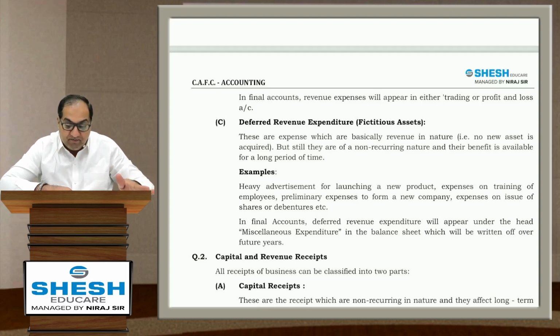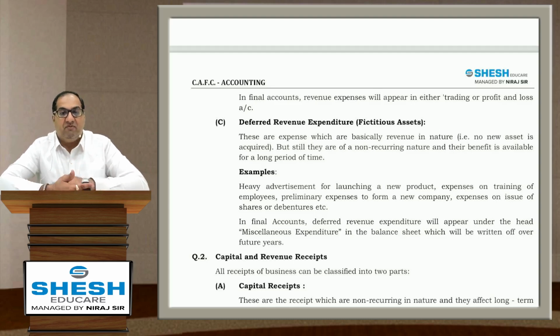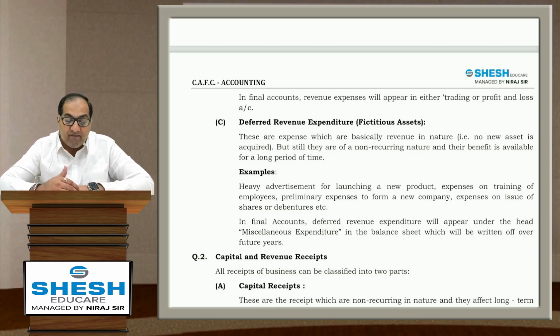Deferred revenue expenditure. Examples: your heavy advertisement for launching a new product, expense or training of employees, which will last long for 4 or 5 years. Not regular normal training. This is extraordinary training. Let us say you have changed your system, you are going from A system to B system, and that will now go on for next 50 years or so. So you need to get your employees trained by not normal day-to-day training, specific training. So आपको benefit एक ही साल में नहीं मिलेगा.